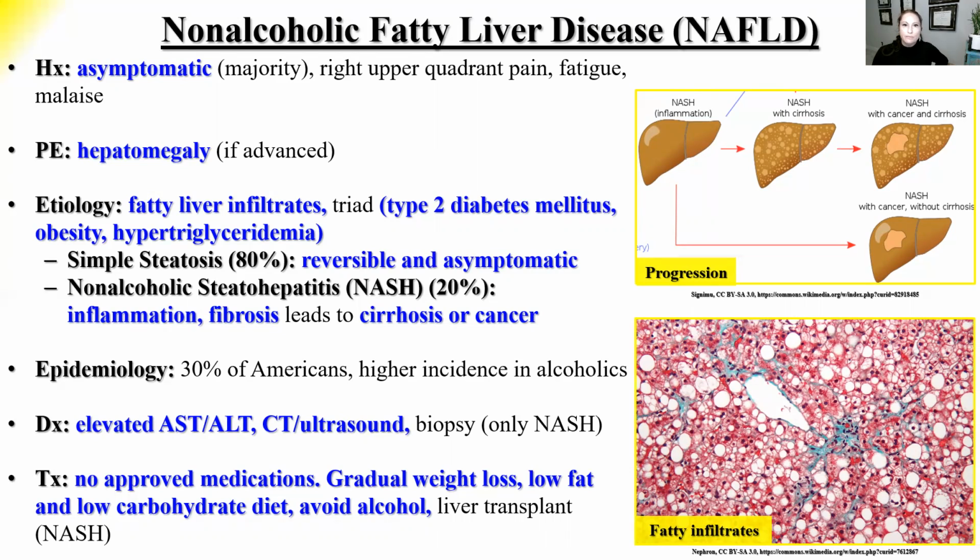CT and ultrasound are going to be our definitive diagnostic for imaging. And then if you think it's NASH, then we would do the biopsy for that one. They look different on the cellular structure. There are no approved medications for this one. The treatment for the simple is going to be gradual weight loss, low-fat diet, low-carbohydrate diet, avoid alcohol or anything that could potentially harm the liver. And then for NASH, the only treatment for that one is going to be a liver transplant. So not a whole lot of treatments for these.